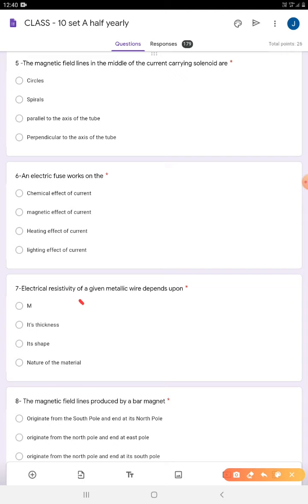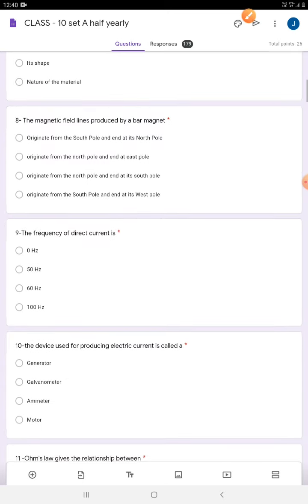Question number 7 asks about the electrical resistivity of a metallic wire. As we know that electrical resistivity depends on two things. Number 1, nature of the material, and number 2, temperature of the material. So you have to choose the appropriate answer from this one. So the answer of this question was nature of the material. Okay. Now move to the next question.